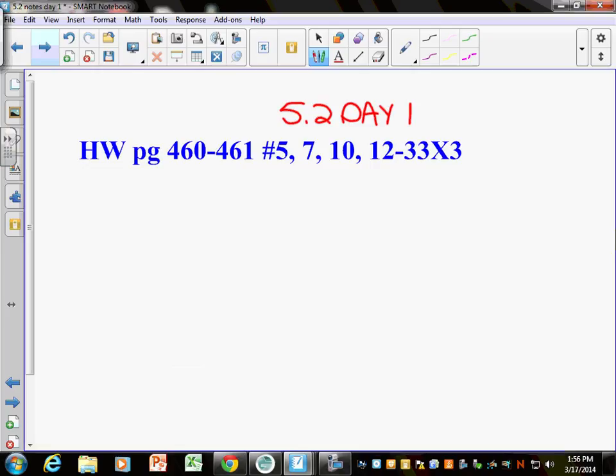So this is 5-2 day 1. 5, 7, and 10 are the ones that say, does this equal sine of x? Right under there, sine of x question mark. So just look at them, try something, show something to see if it works or not. And then 12 through 33 multiples of 3. I think that's 8 problems to start on, and we'll see where we get with it. And again, I know that we'll do some of these tomorrow, so don't freak out if you don't get them all to work out, but try them is what we're looking for on this.